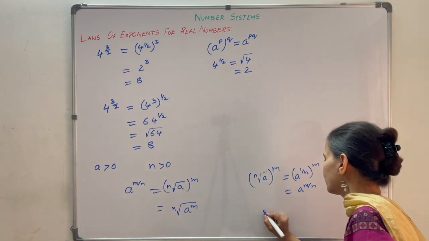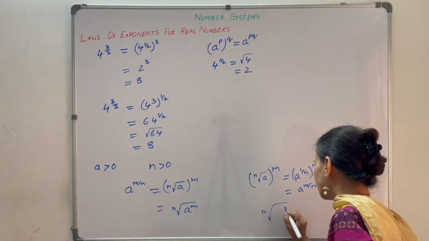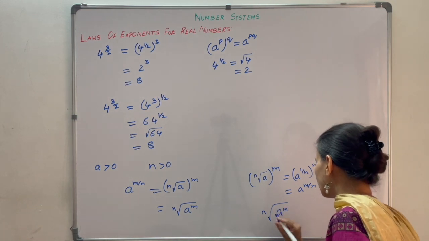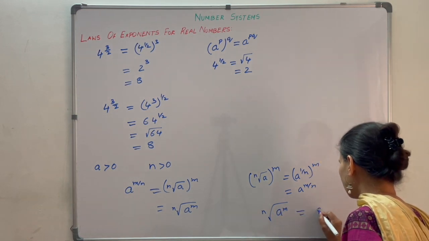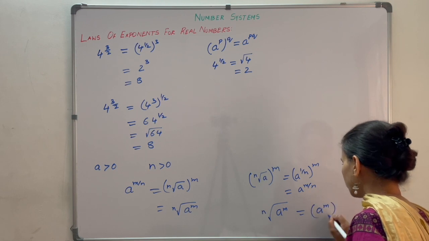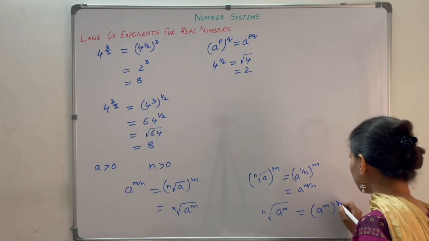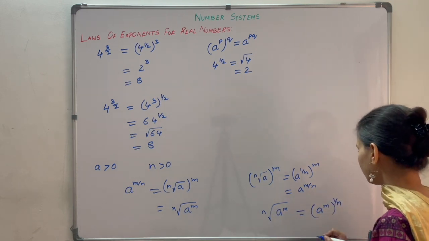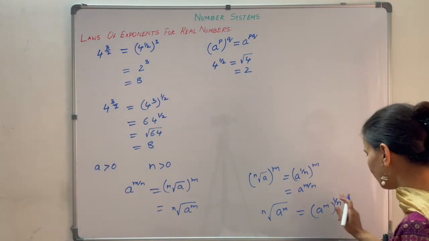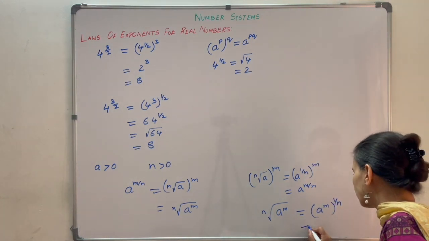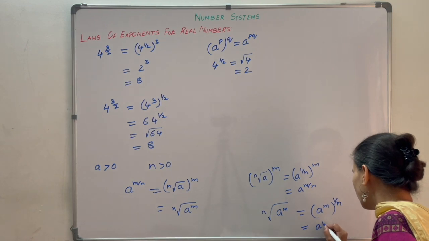Let me explain you. This is nth root of A raised to power M. So we can rewrite this as A raised to power M whole raised to power 1 by N, since this is nth root. Again using the same law, we have to multiply the exponents here. So what you will get? A raised to power M by N.